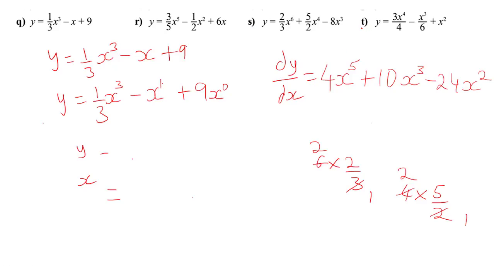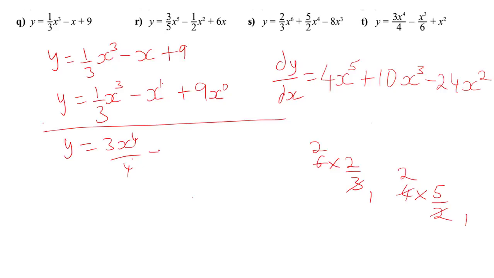Right, let's look at question T. With question T, I've got y equals to 3x to the power of 4 over 4, minus x cubed over 6, and I've got plus x squared.